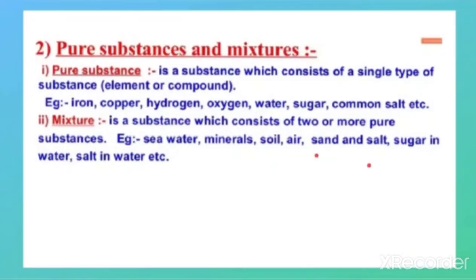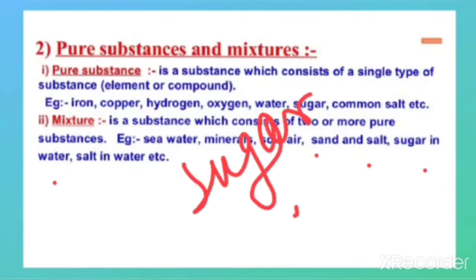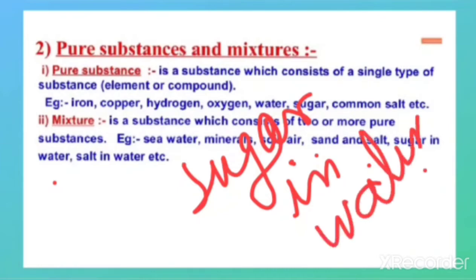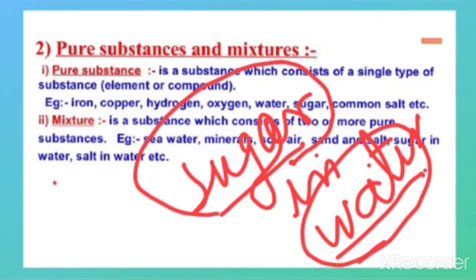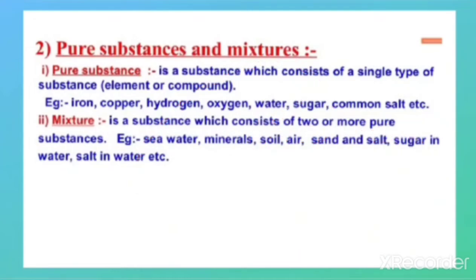Next we have sand, salt, sugar in water. Sugar is actually a pure substance, but when sugar is added in water, then it is not called pure, it is called a mixture. That is important. Sugar is pure, water is pure, but sugar in water is not pure, it is a mixture. That is, two pure substances are there, which means there are two types of particles in it. So that is very important here. Salt is a pure substance, water is a pure substance, but salt in water is actually a mixture. So you can find different types of examples of mixtures that are very common in our life.